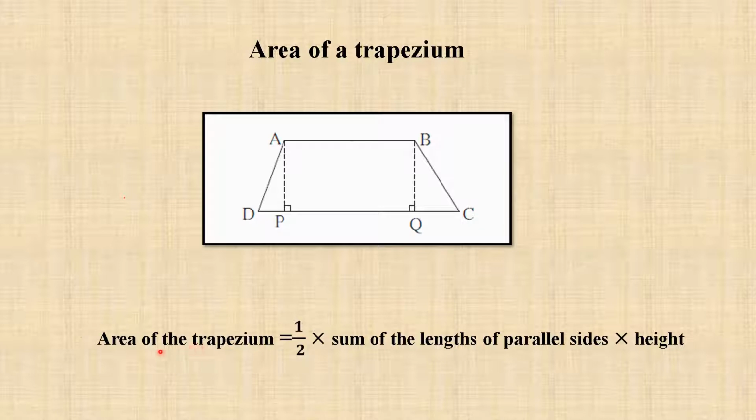So now we have the area of a trapezium formula, that is half into sum of the length of the parallel sides into height. Now we can use this formula to find out the area of any given trapezium. So if you see, it says sum of the lengths of the parallel sides. In this case, AB and DC are parallel sides to each other, and AP is the height, even BQ is the height. So both of the heights will be of the same length. And by sum of the lengths of the parallel sides, we mean AB plus DC into height, that is AP.